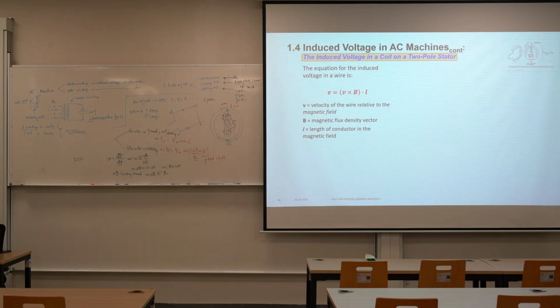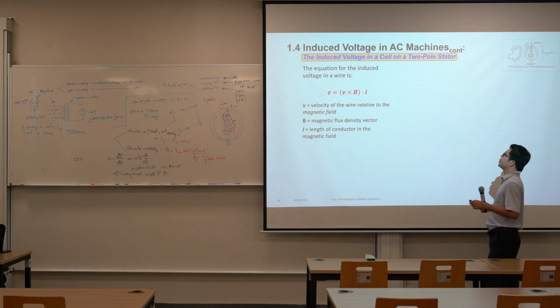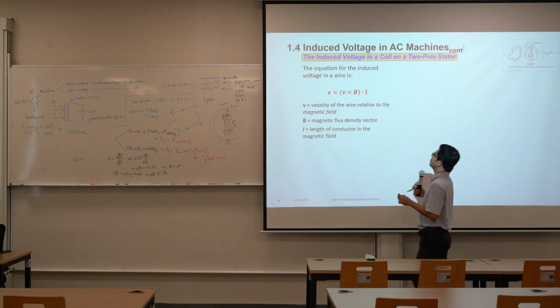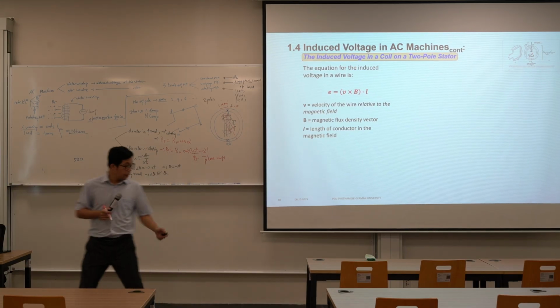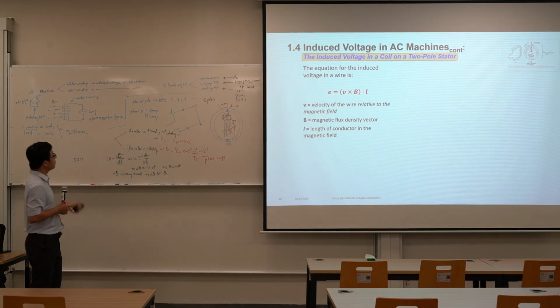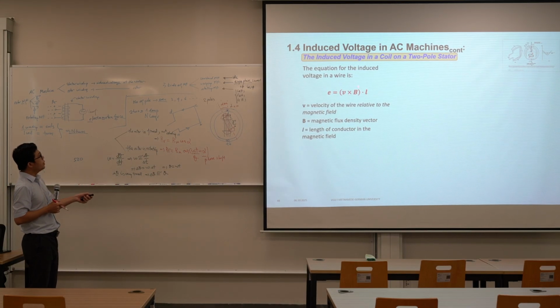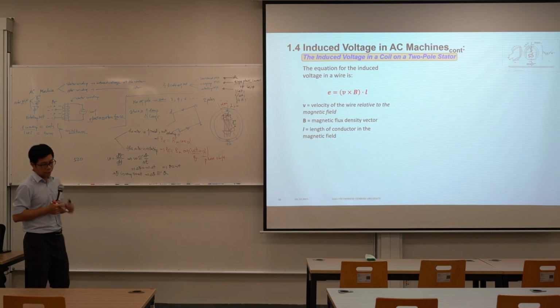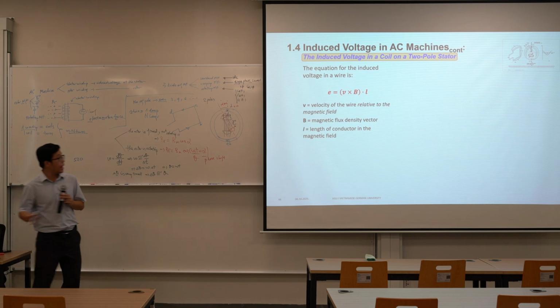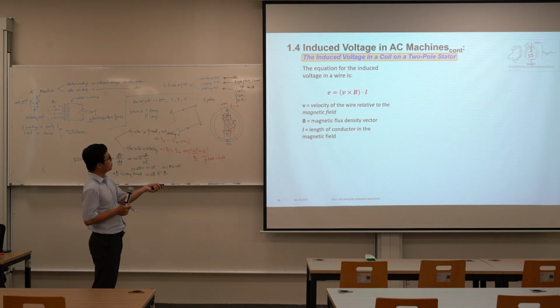So now we apply the right hand rule to determine the induced voltage E. E means induced voltage or EMF. So E is the vector product, right? V cross B is a vector product, and then dot product with L. What does L mean? L is the length of conductors in the magnetic field.